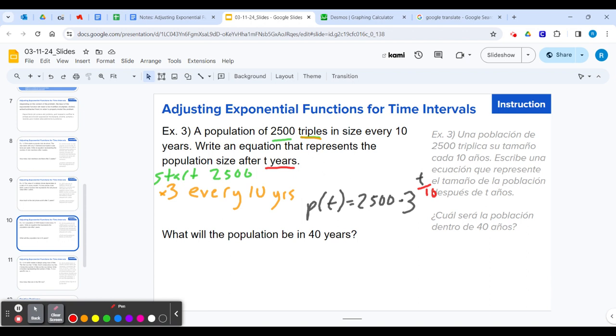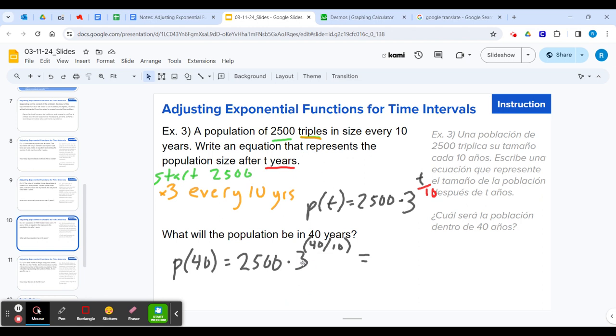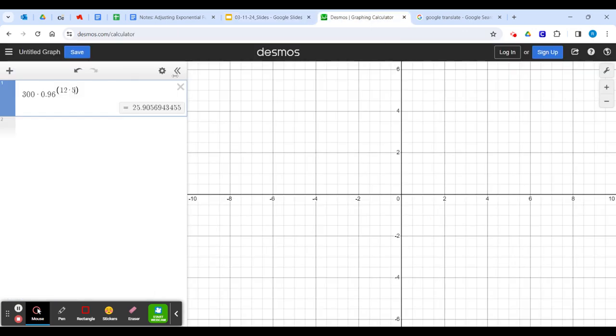Because if I want to find that first tripling section, if I plugged in 10 divided by 10 that would give me 1. We would only triple the one time. So if I'm plugging this in to calculate what happens at 40 years, my population at 40 equals 2,500 times 3 to the 40 divided by 10, and I'm going to throw that in parentheses up top. I'm going to let Desmos do that math, though. And you can see that we should triple 4 different times because 40 divided by 10 would give us 4. I plug that in, 2,500 times 3 to the 40 divided by 10, and that gives me 202,500.